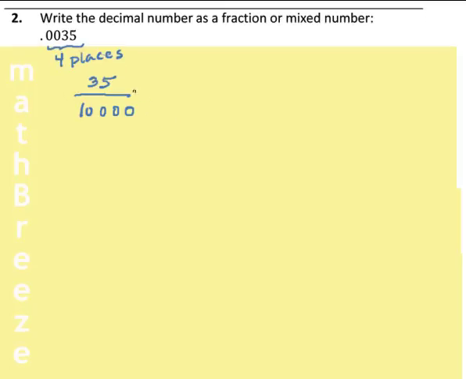Now this can be reduced. Let's divide top and bottom by 5. So 5 into 35 is 7. And 5 into 10,000 is 2,000. So this reduces to 7 over 2,000.